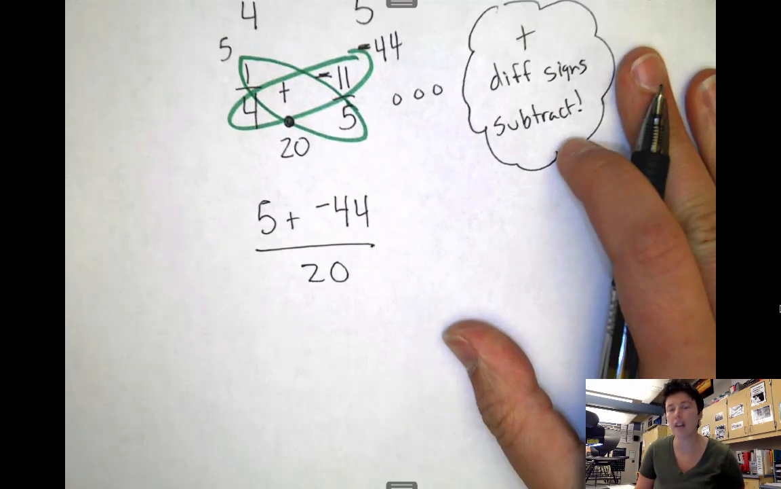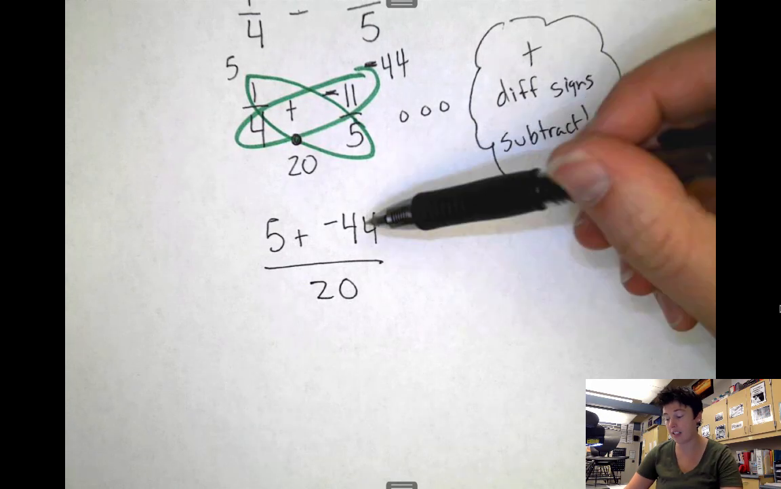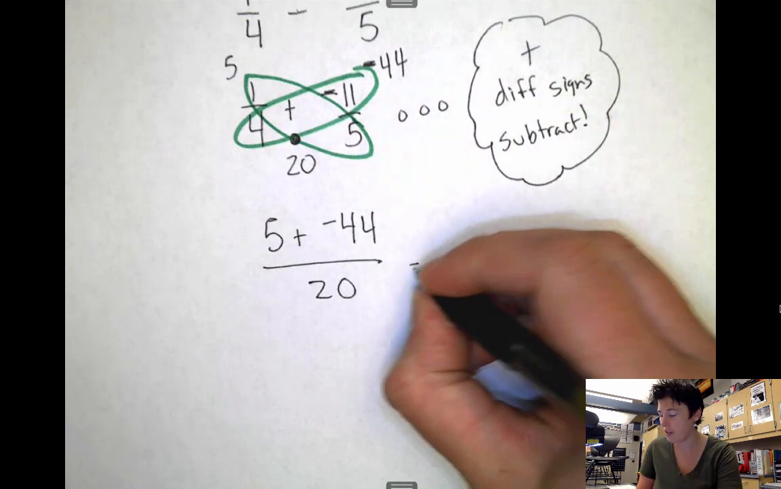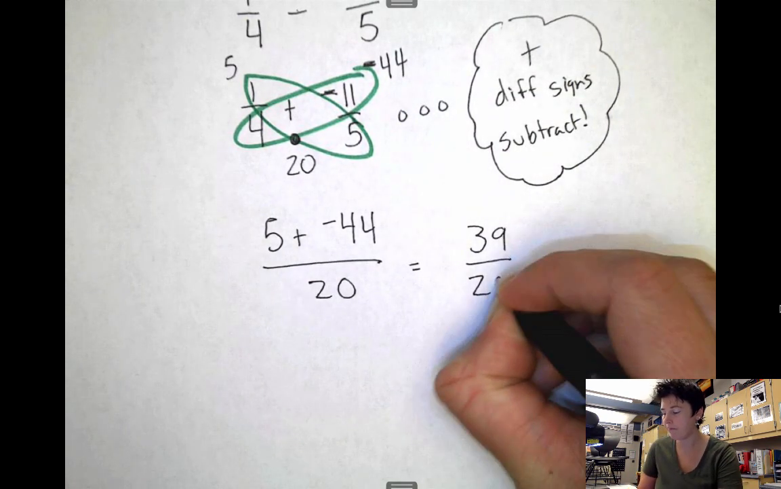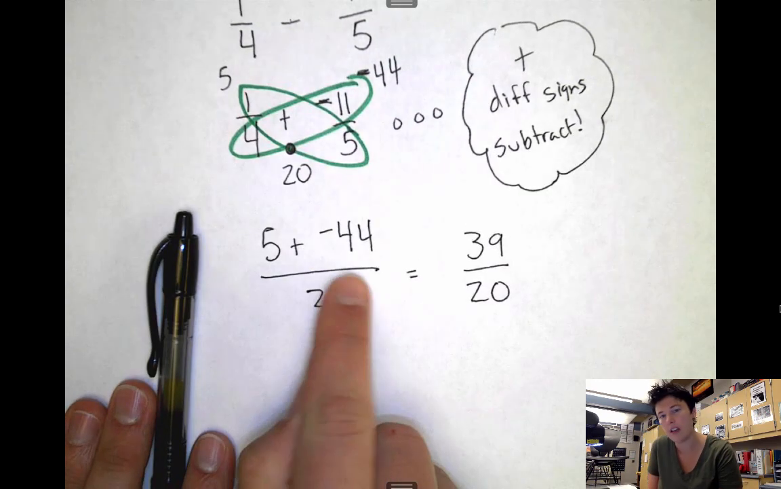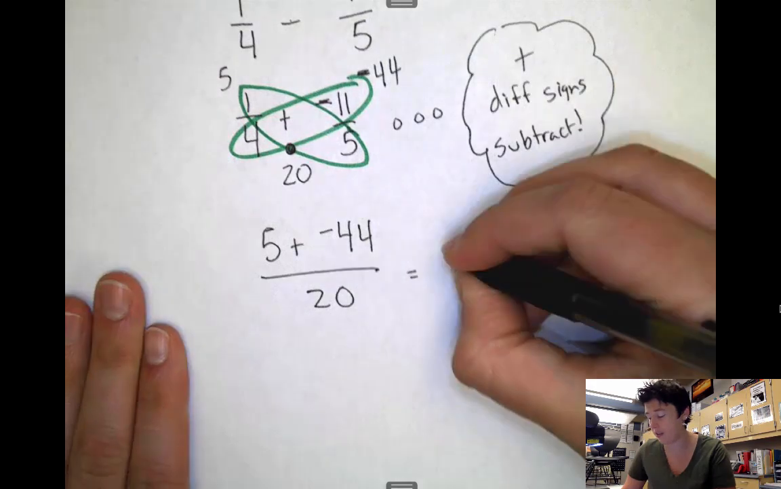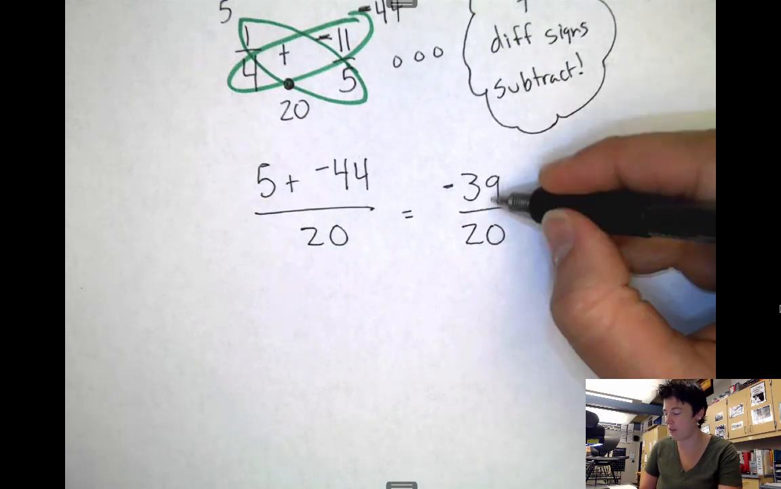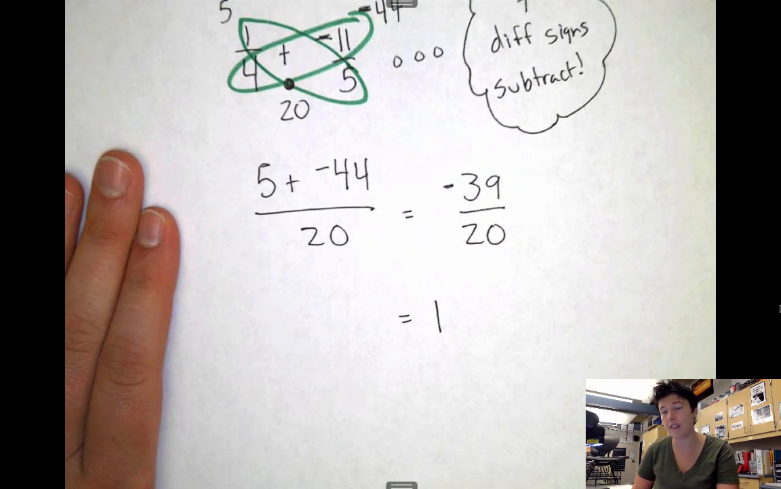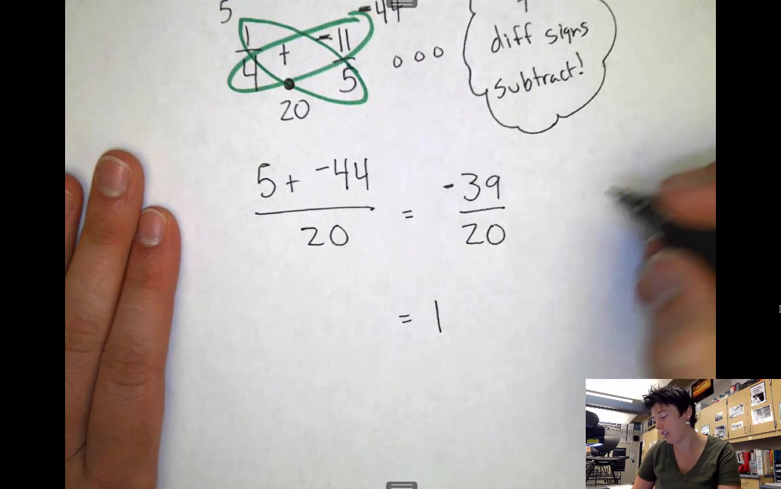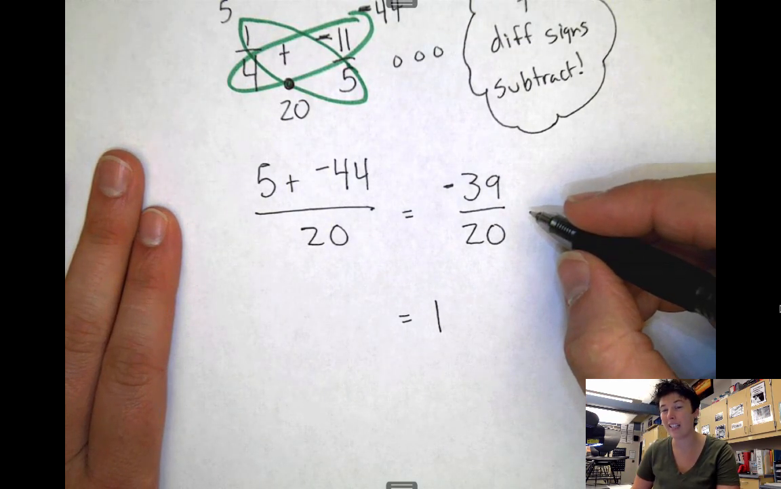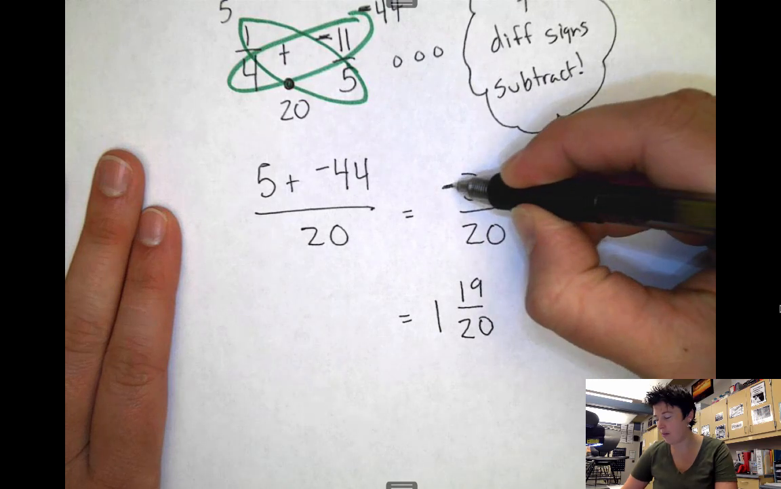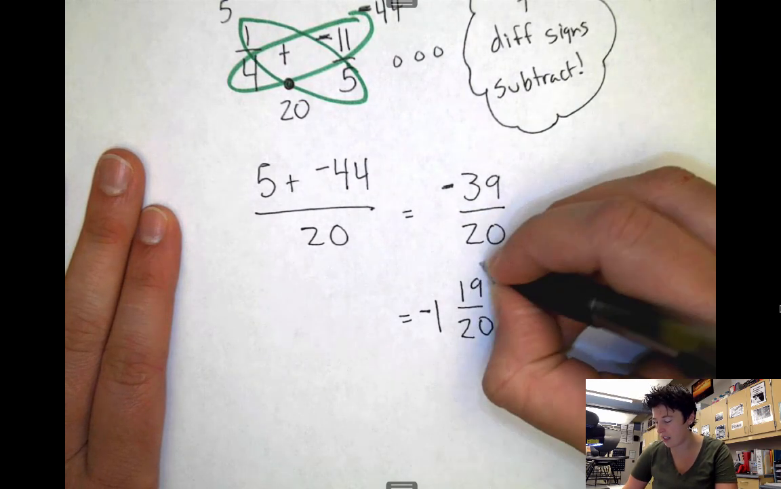And we're almost done. Now I look at it and say, remember what we thought in our head here. Different signs mean I have to subtract. So 44 minus 5 is going to be a 39 over 20. And the bigger number between the two of these is 44, and it's negative, so it's a negative 39. All right, almost done. I just got to clean up that fraction, simplify it down. 20 fits into 39 one whole time. I know that for a fact. So if I take 20 out of 39, the remainder is going to be 19. So 19 20ths. And then it's a negative 39 20ths, so it's a negative 1 and 19 20ths.